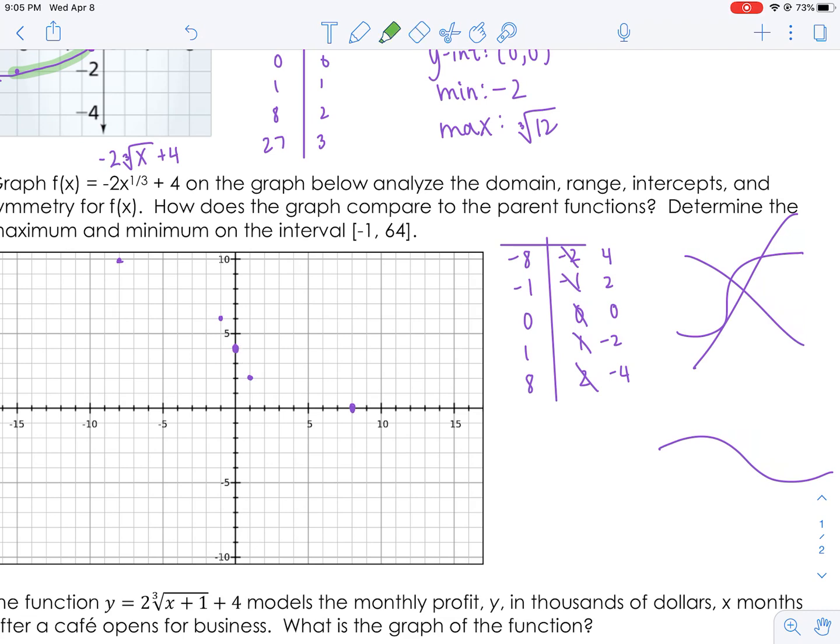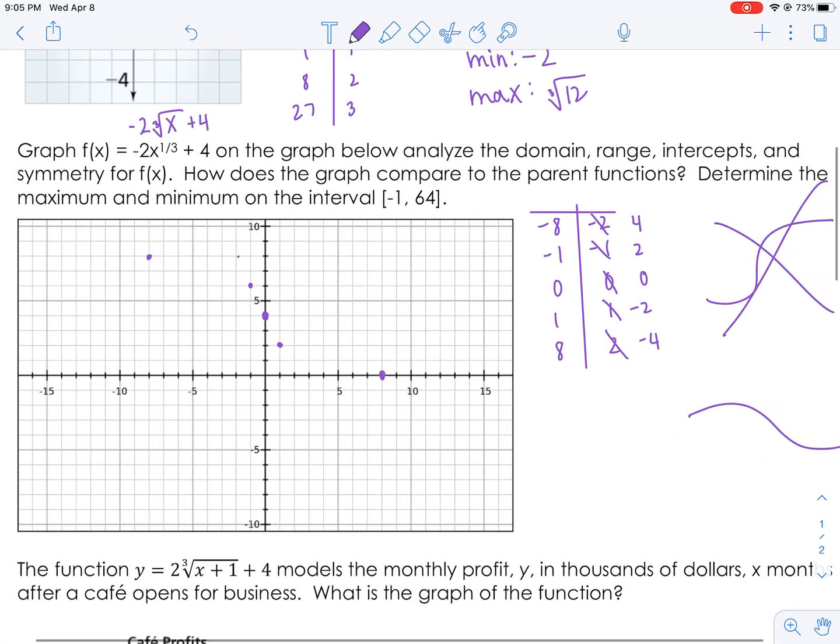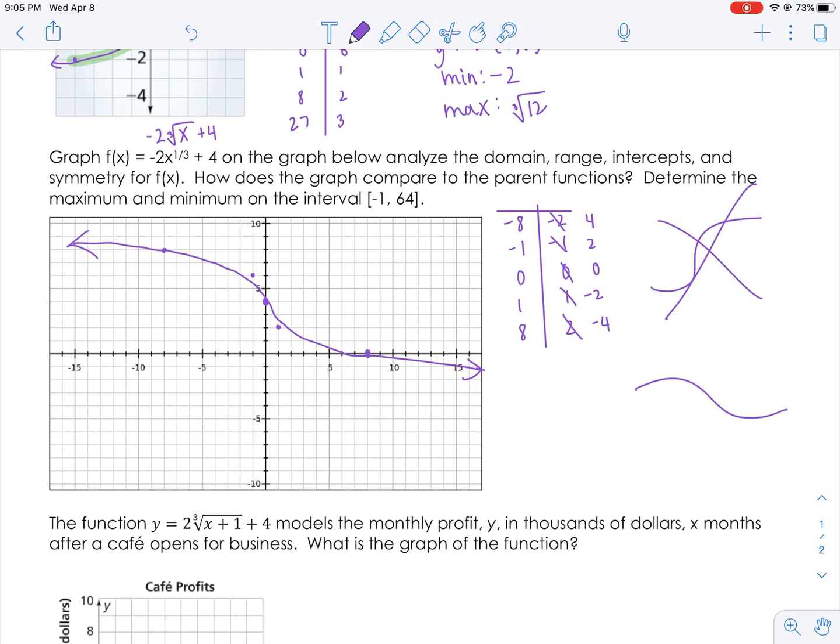I'm way off. I'm way up too high. There we go. Right there. And then it kind of makes this curve, which, like I said, I'm really bad at drawing these. Good enough for now.